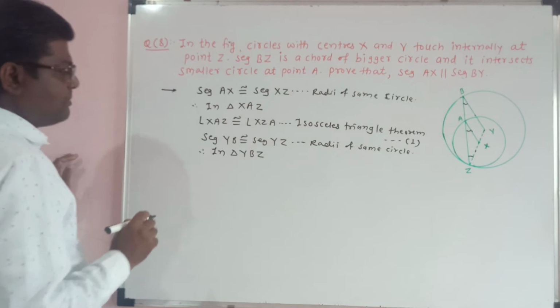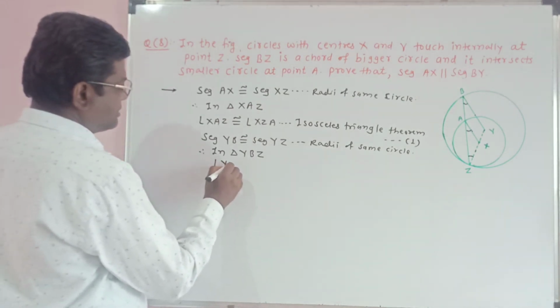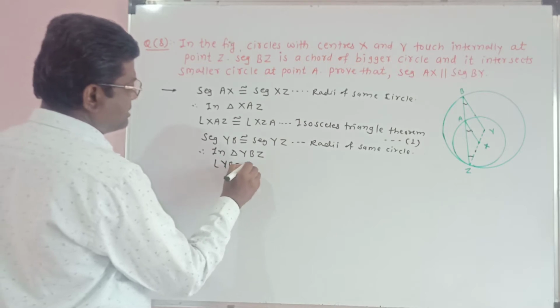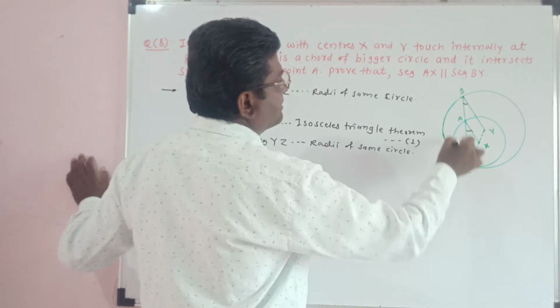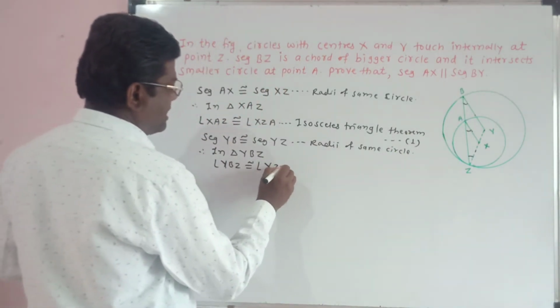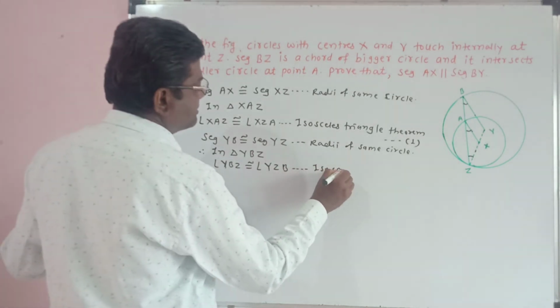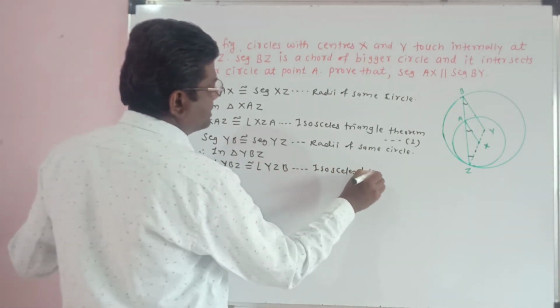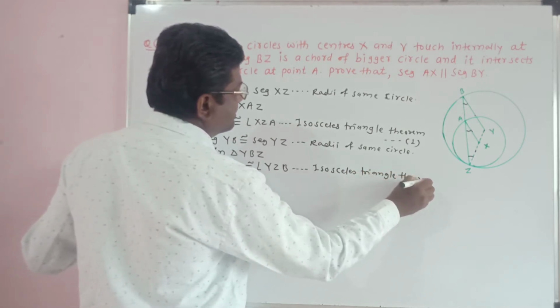So, angle YBZ is congruent to angle YZB. Reason is isosceles triangle theorem.